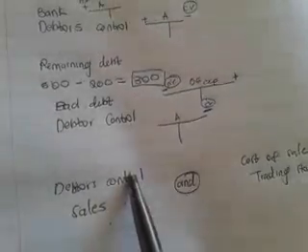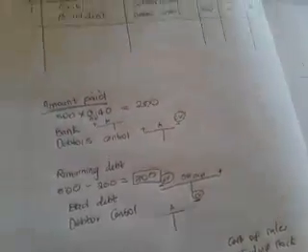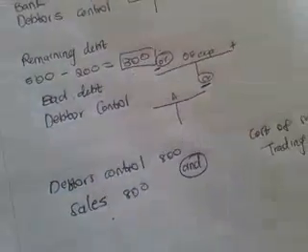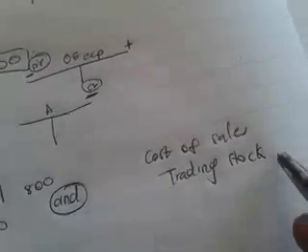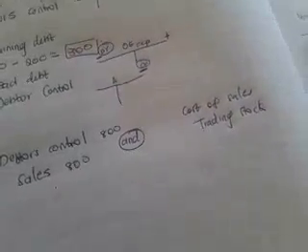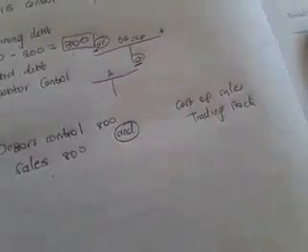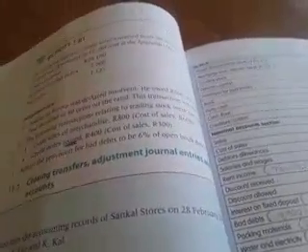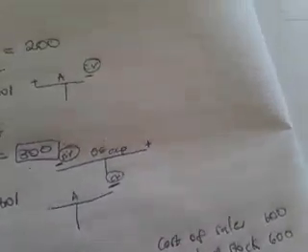Your debtors control and sales, it's usually the selling price amount, and in this situation it is the selling price of 800. And then for cost of sales and trading stock, remember we record trading stock at its cost price, so you look for the cost price there. If it is not given, it means you would use your profit markup. So it is actually 600.